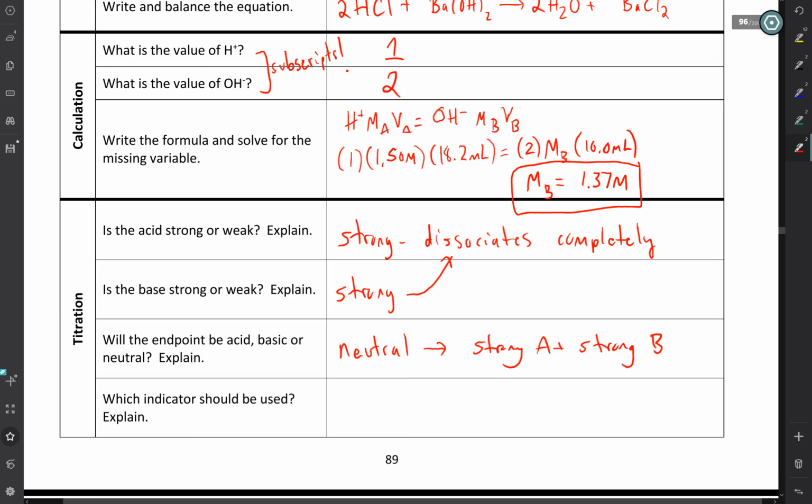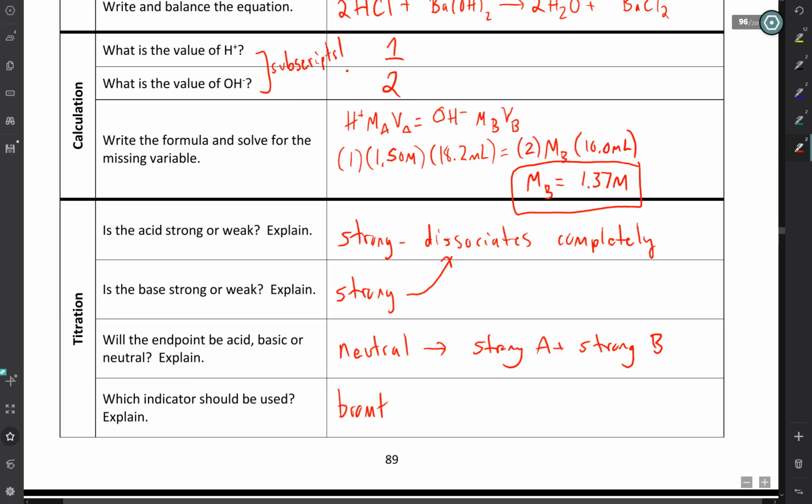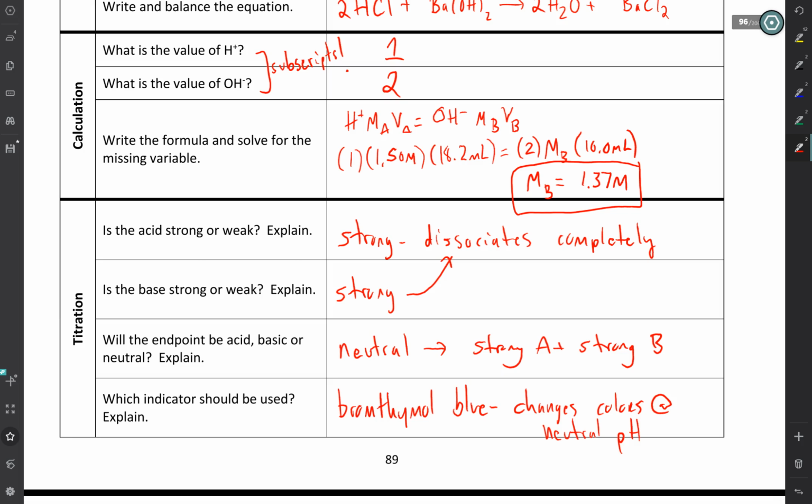And finally, which indicator should be used? Well, we need one that changes in a neutral pH range. So again, based on Table M, that could either be litmus or bromthymol blue. I'm going to use bromthymol blue because it changes colors at a neutral pH. And since a strong acid plus a strong base will give me a neutral equivalence point, I need to choose an indicator that will change colors at a neutral range. So it should be one color as an acid, one color as a base.